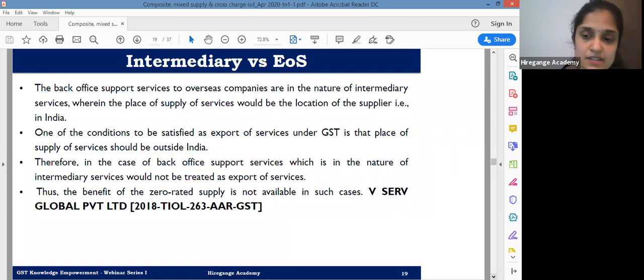So here I have covered one judgment, one advance ruling of Visa of Global, which was not considering this aspect of supply of services done directly by the supplier to a foreign customer on his own account and not for and on behalf of somebody else. So that aspect was not covered, and to that extent this decision may not be in line with the provisions.